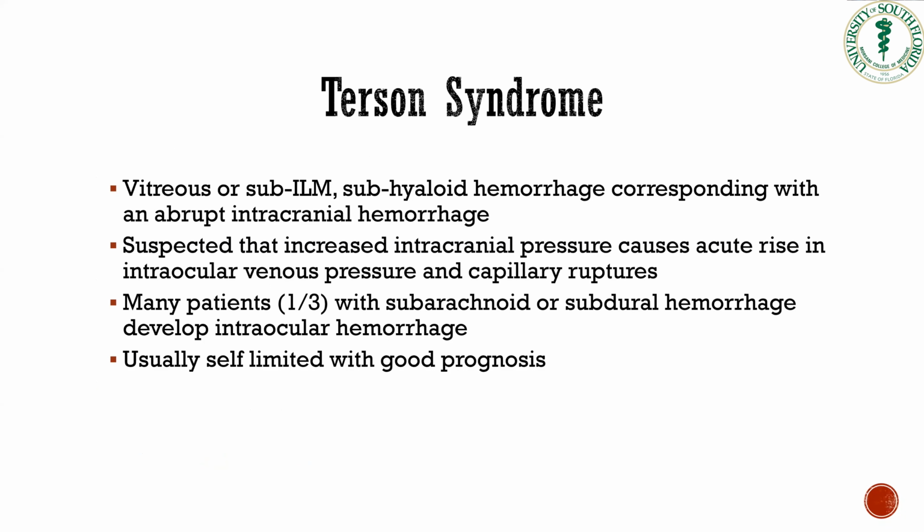Then the last topic, Terson syndrome, with kind of similar pathology. Intracranial pressure can cause an acute rise in intraocular venous pressure, which causes the capillaries to rupture. Those different layers we talked about can be involved, and about a third of patients with subarachnoid or subdural hemorrhage do develop intraocular hemorrhage. It also carries a good prognosis.